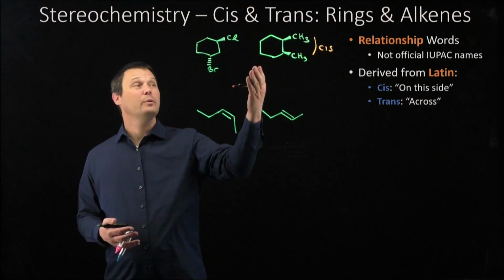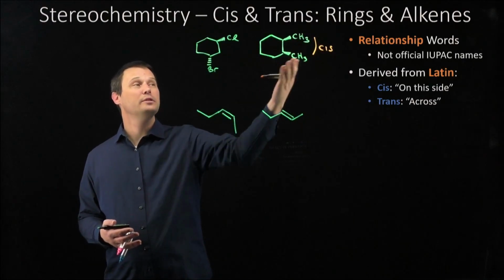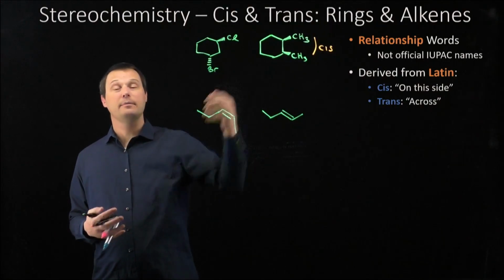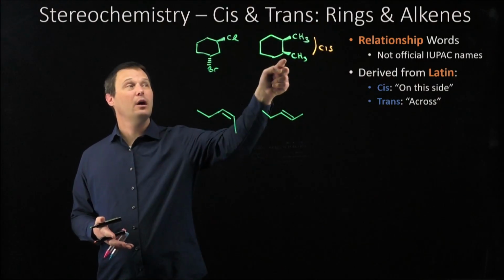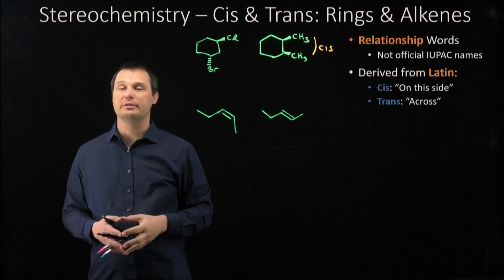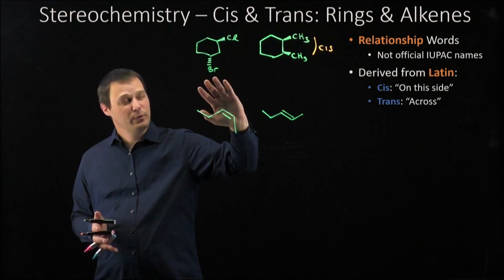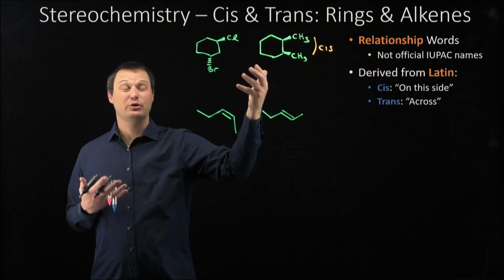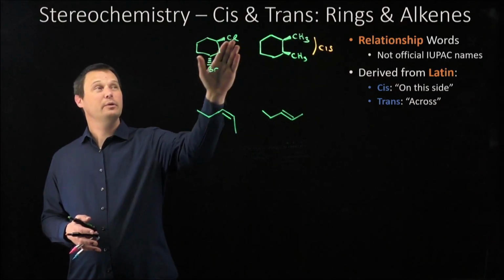And informally, we would call this molecule cis-1,2-dimethylcyclohexane. Importantly, that's not the official IUPAC name for this molecule. The official version would need R or S labels for each of these methyl stereocenters. But the cis label allows us to visualize the molecule instantly in a way that R and S nomenclature really cannot.